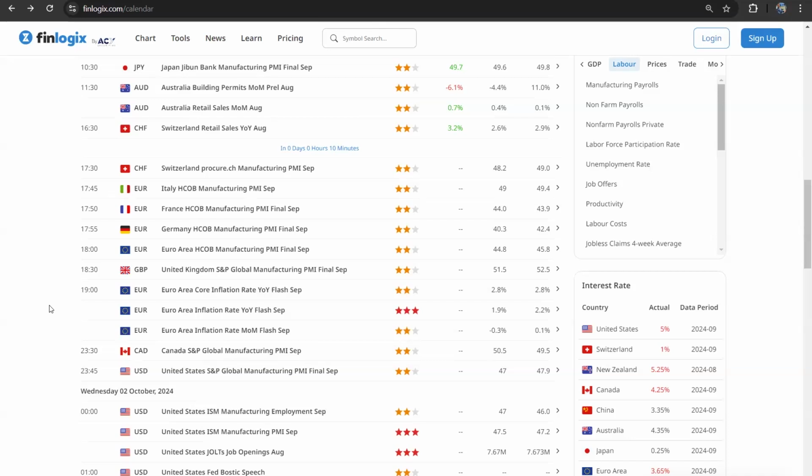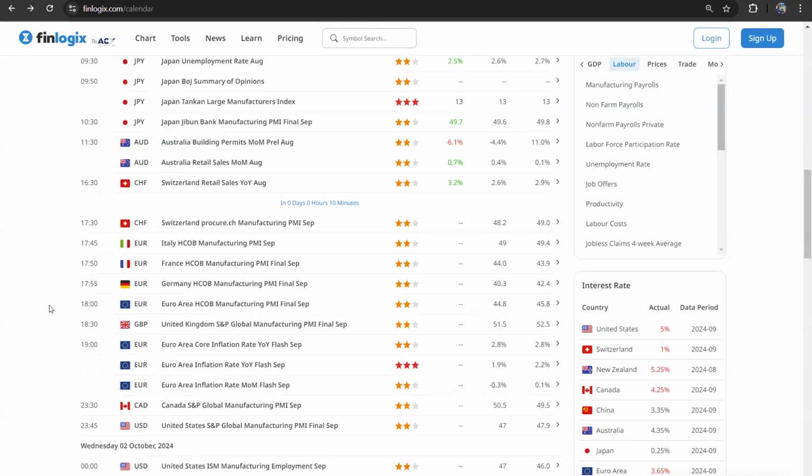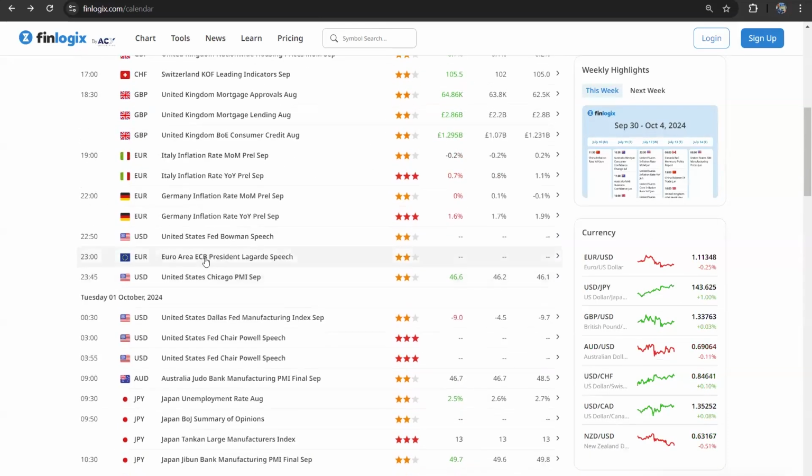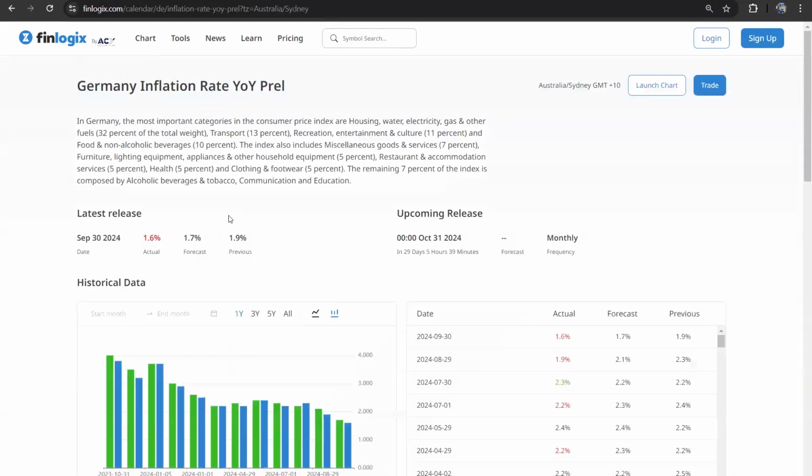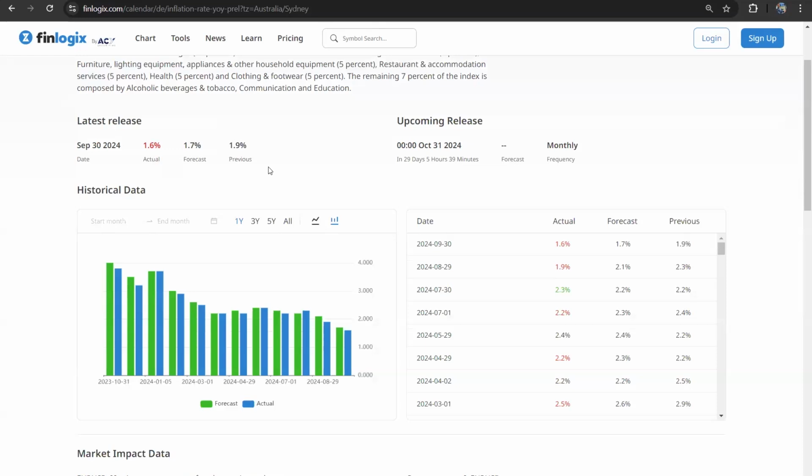Okay. If we come back up and we look at the German inflation rate, they were expecting 1.7% from previous 1.9. Okay. And it came back to 1.6. So if we actually click on it, see, this is so good. We can see that the previous one-year release was from September 30. So it's from September 2023 to September 2024, so last month.